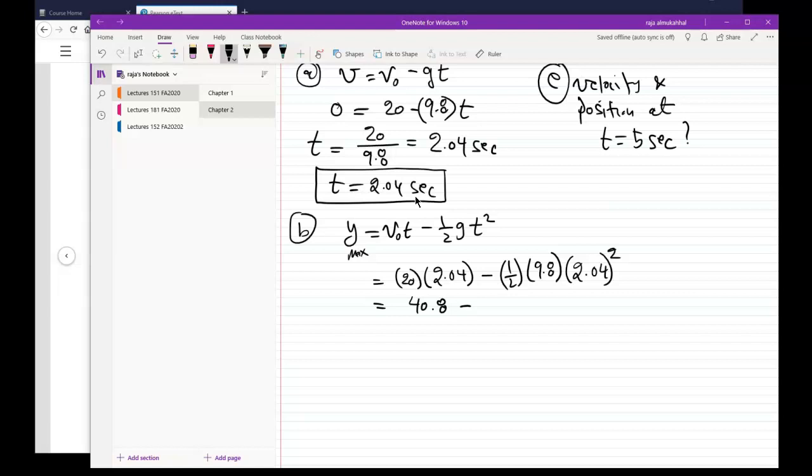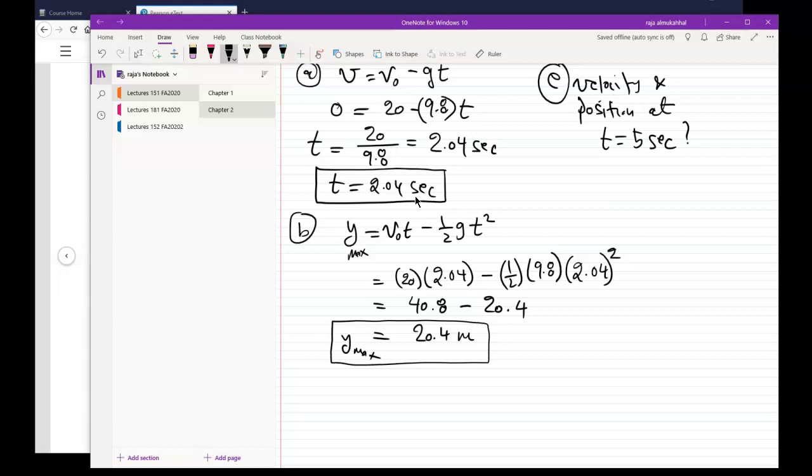If I did it correctly, that will be equal to 20.4, okay? And then 40.8 minus 20.4, and the final answer is 20.4 meters. So there we go. That's the maximum height. Okay?